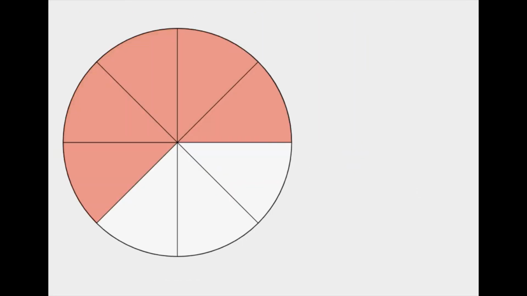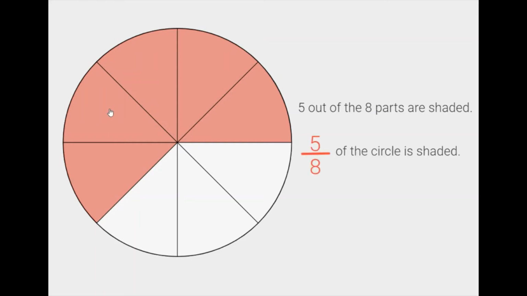Let us take a look at this example. How many parts of the circle are shaded? 5 out of the 8 parts are shaded. What fraction of the circle is shaded? 1, 2, 3, 4, 5. Since 5 out of the 8 parts are shaded, we say that 5/8 of the circle is shaded.